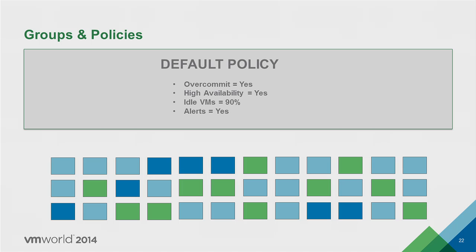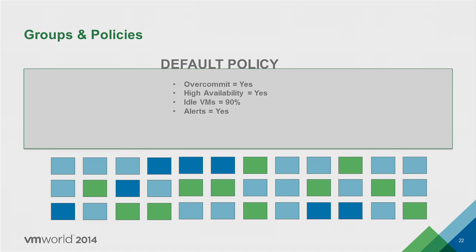So here's an animation, right? When you deploy vCenter Operations, you get the default policy. And this default policy says, you know what? Yeah, we want to do overcommitment. We want to take high availability into consideration. We want to look at VMs that are idle 90% and identify those as idle VMs. Those are the zombies in our data center. And then alerts, by default, let's alert on everything.